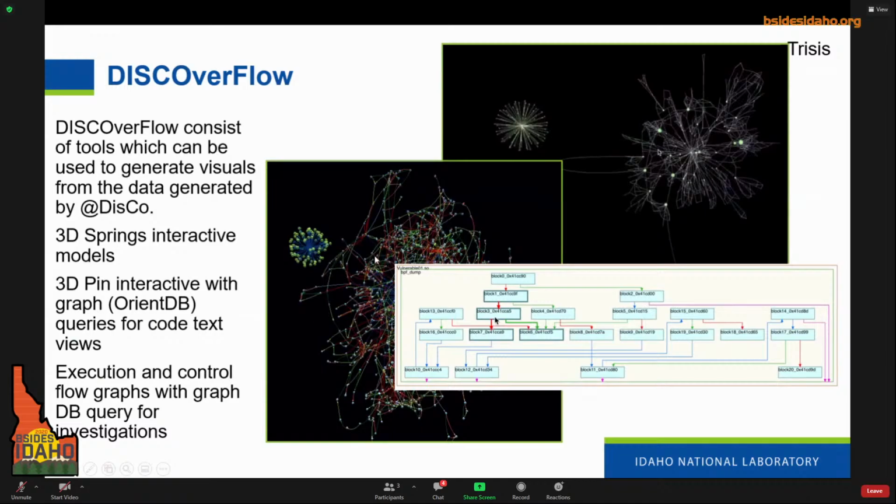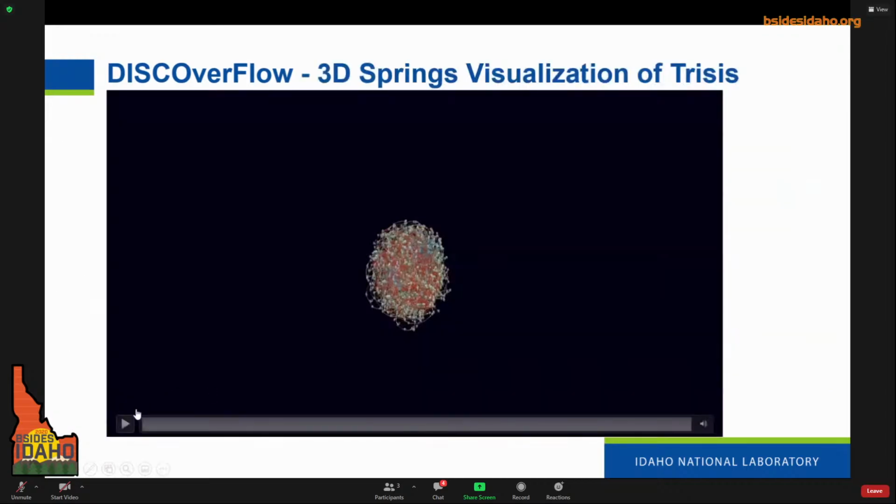And then finally, we have a lot of visualization capabilities. DISCOverFlow allows us to do 3D imaging of the code. It allows us to drill down in some of these 3D images to get all the way back to the OrientDB database to see the commands. It also allows us to create control flow graphs and execution flow graphs, which can also drill back down to the OrientDB database to look at the VEX code. So really fine capabilities in being able to go back and forth within the code. And it's there. You don't have to reverse engineer it or refigure out where you are in that reverse engineering debug cycle.